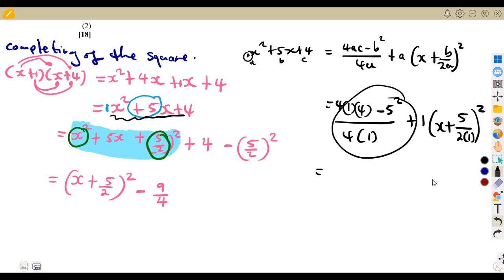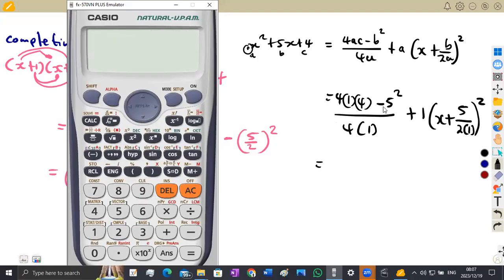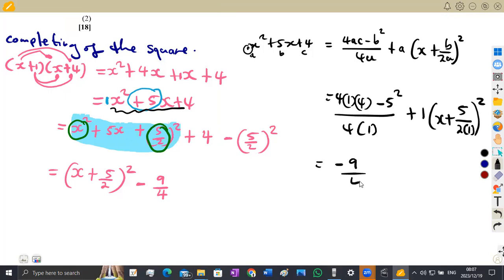All right, so if we simplify this, what are we going to have? We are going to need our calculator here. Let's simplify and put a fraction. That's 4 times 1 times 4 minus 5 squared, or everything over 4 times 1. 4 times 1 is the same as 4, so this will be negative 9 over 4. So we've got negative 9 over 4 plus a 1 into this bracket. So that's x plus 2 times 1, that's a 2. So it's 5 over 2, everything squared.